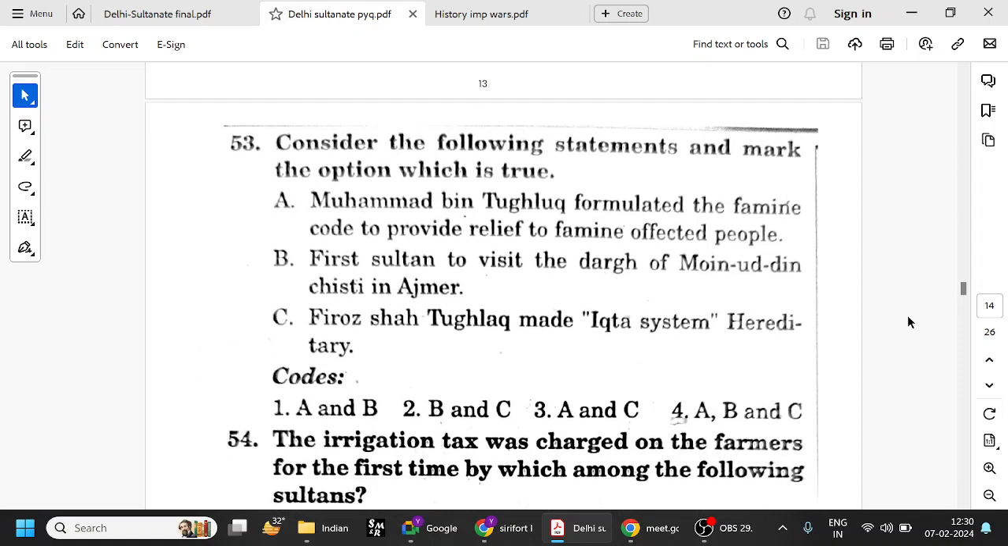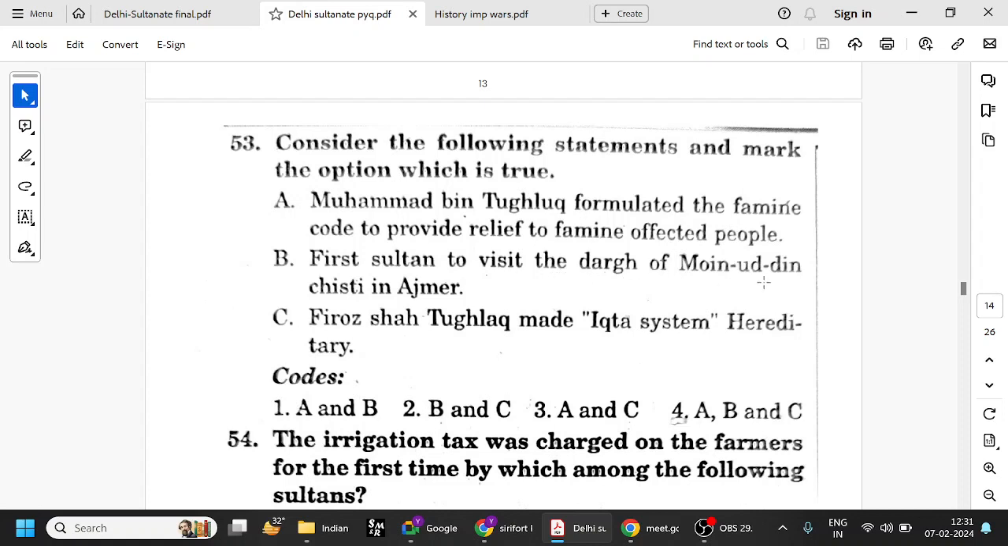So consider the following statements and mark the option which is true. Muhammad bin Tughlaq formulated the famine code to provide relief to famine affected people. As we saw, he increased the taxation during the famine, but he also formulated the famine code. So Muhammad bin Tughlaq actually wanted to bring in reforms to help the people only.